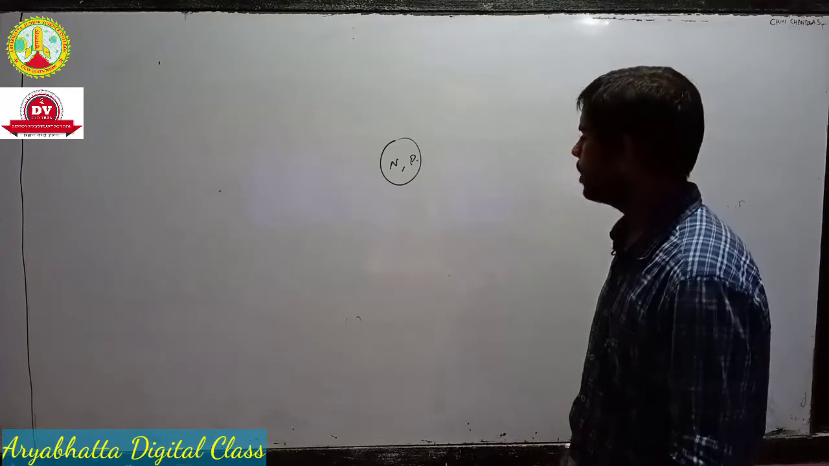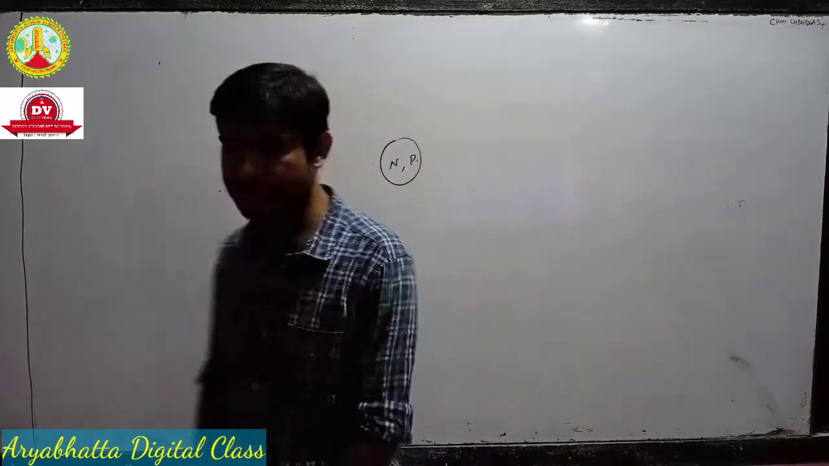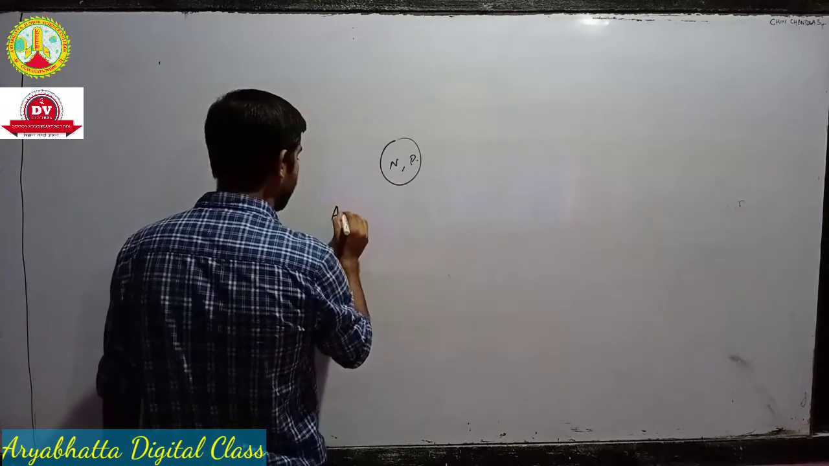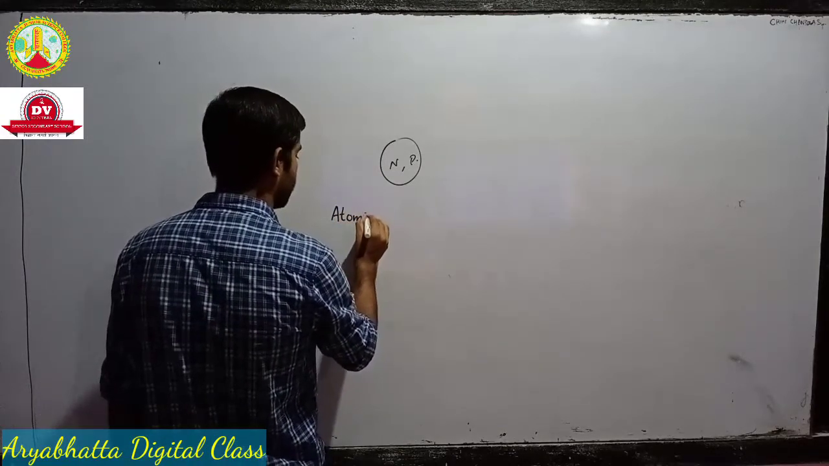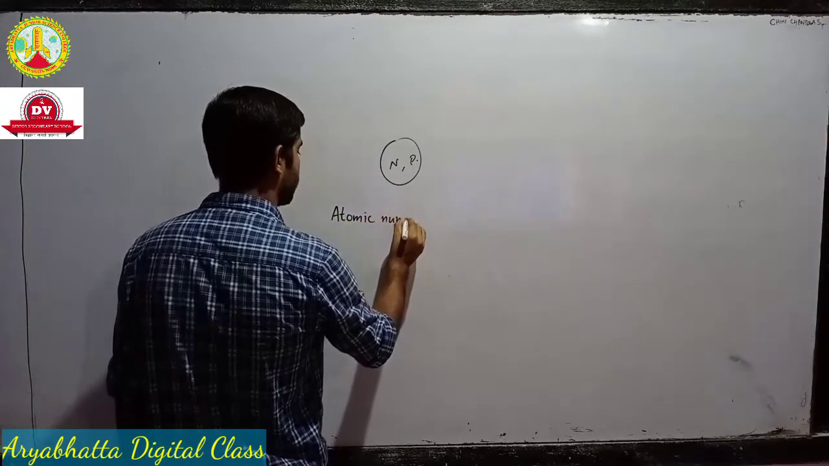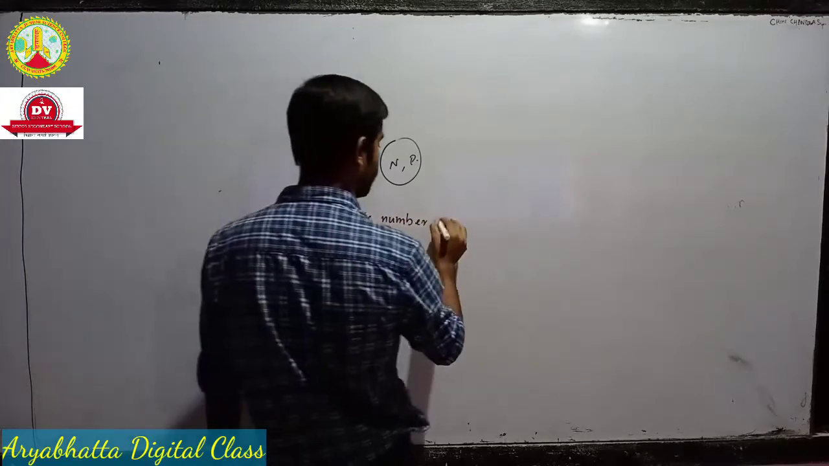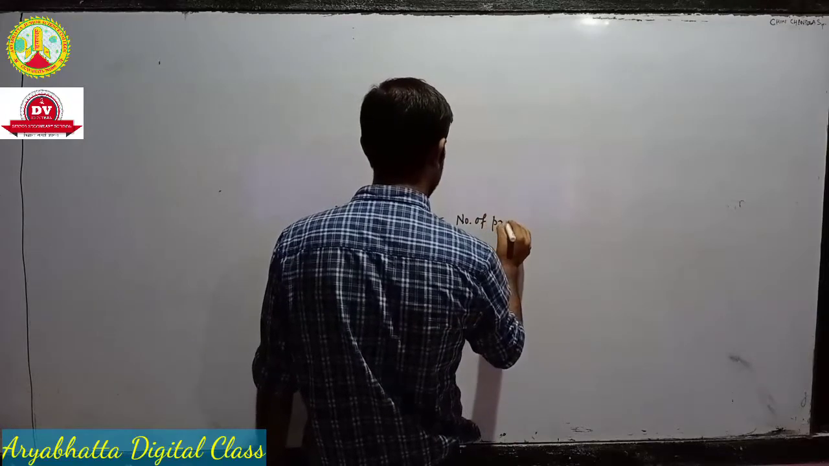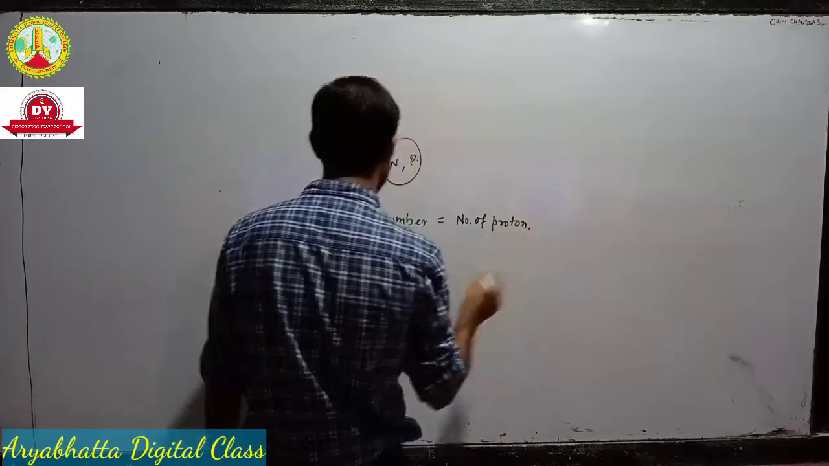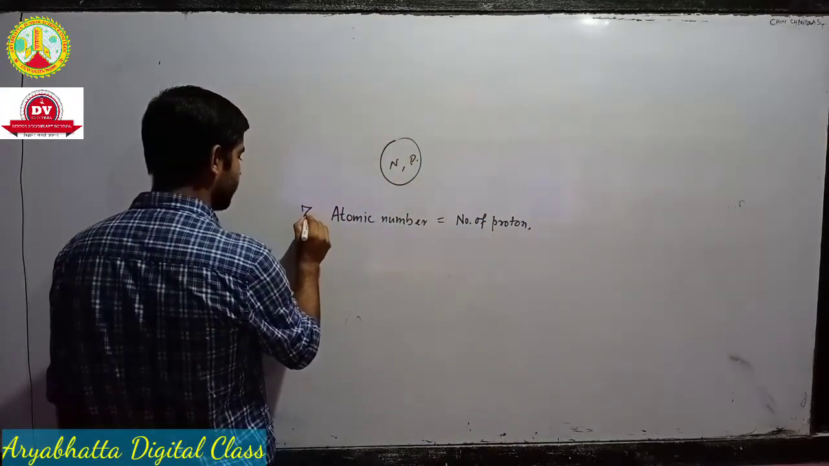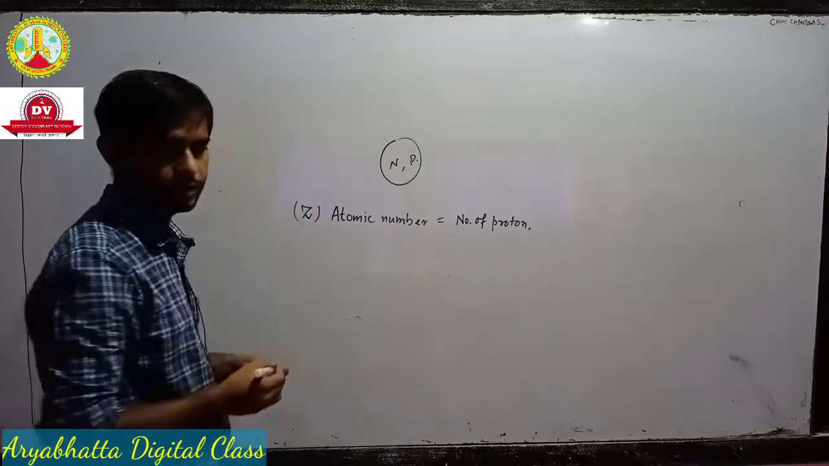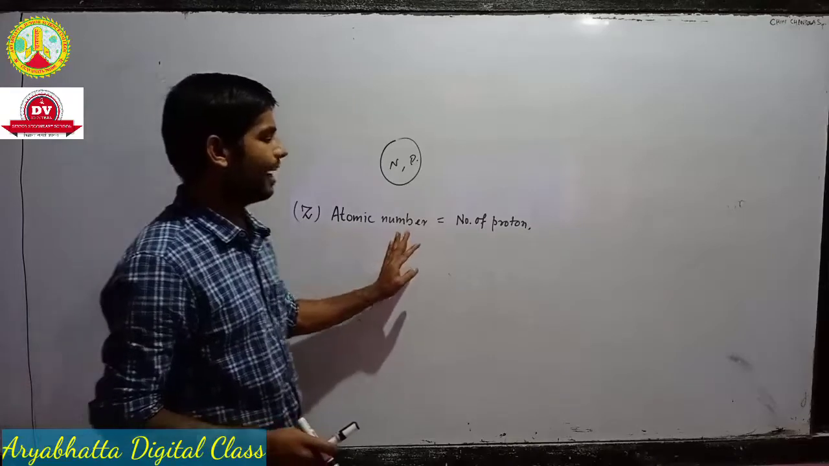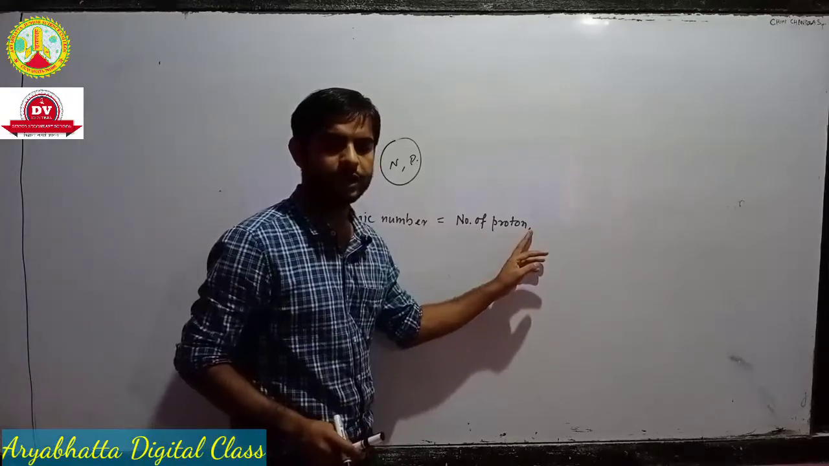Now we will define some basic concepts, like atomic number. So what is atomic number? Atomic number is the number of protons, and it is represented as Z. So this is called atomic number, the number of protons in an atom.